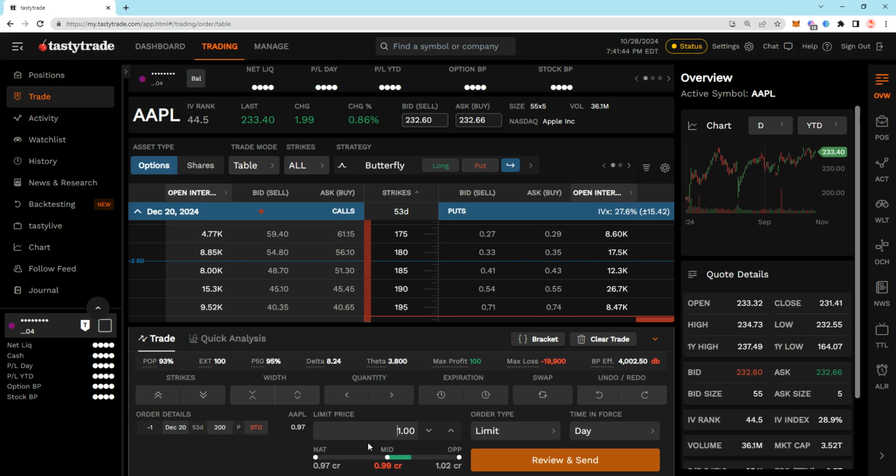What's going on in this screen? Let's do a quick screen. We are selling naked puts, okay? This isn't covered calls. I don't own 100 shares of Apple that I need $23,000 for that. No. I also am not on Robinhood where I would need $20,000 in order to collect 100. No. I'm in Tastytrade and I'm doing the same thing. I'm selling the 200 puts.